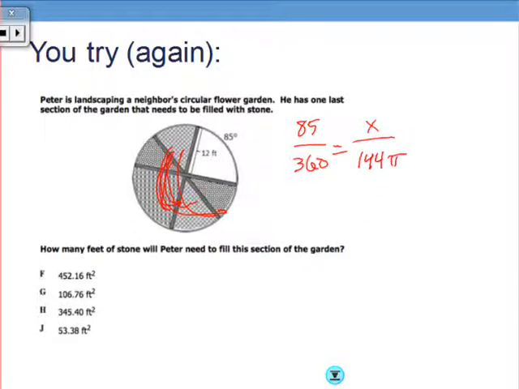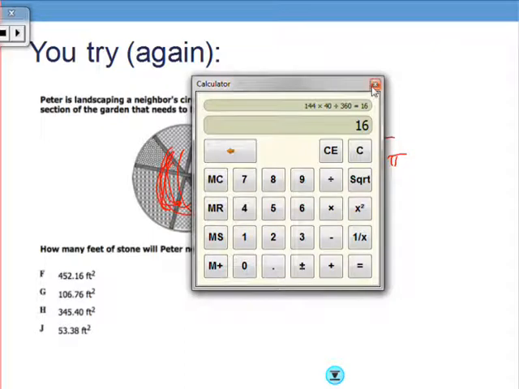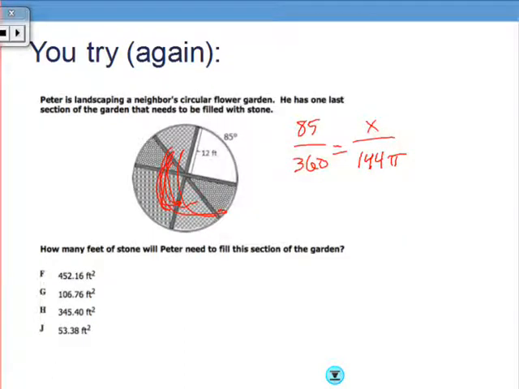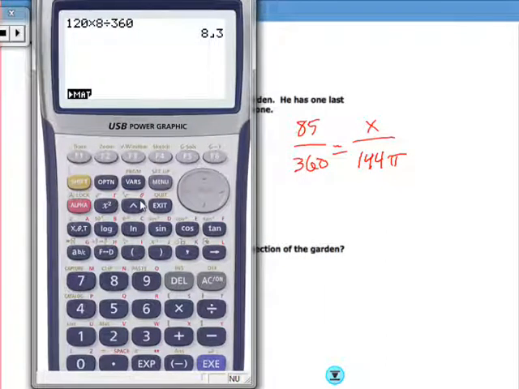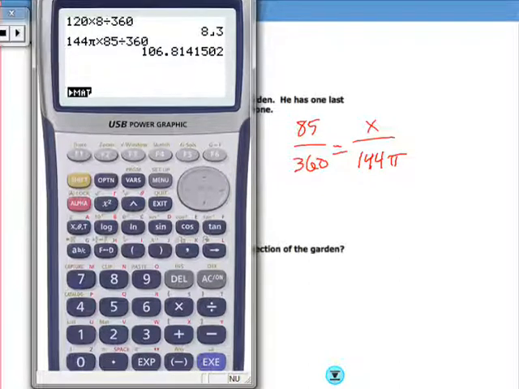All right, so let's do, and I'm actually going to get out my good calculator. Boom. Let's do, and I'm going to show you, 144, and then pi is right here. It's shift exp. So 144 pi times 85 divided by 360. And I hit enter, and I get 106.8, and so on.